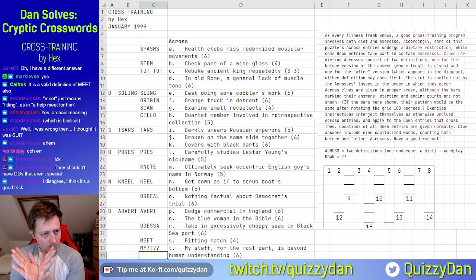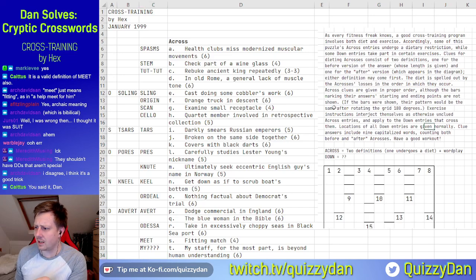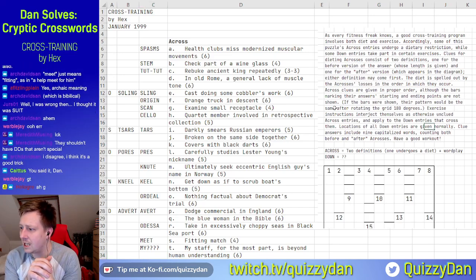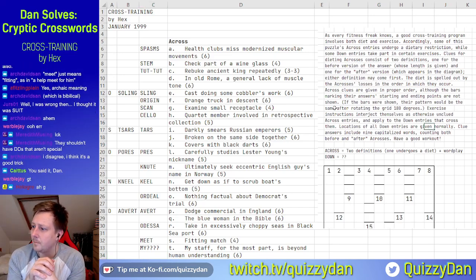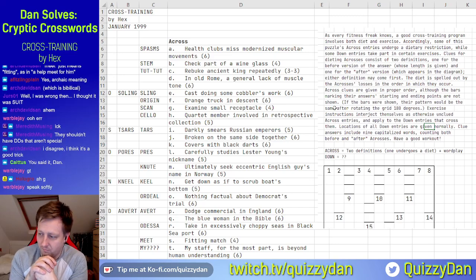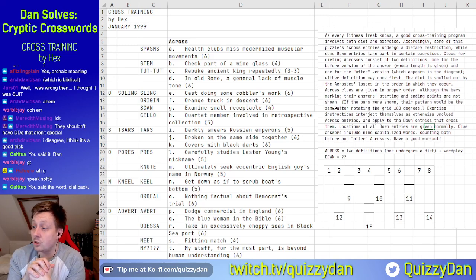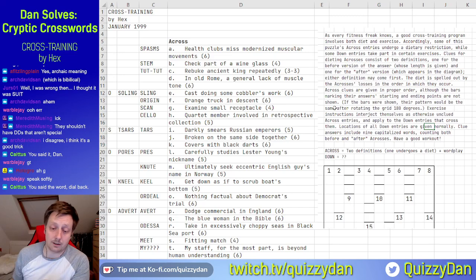Has anyone got this one? I haven't seen that anyone has got it. So we're going to move on to the downs in a second. Most of which are normal, I think. What does it say? It says that the downs exercise instructions and interject themselves as otherwise unclues across entries and apply to the down entries that cross them. Locations of all down entries are given normally. Okay.